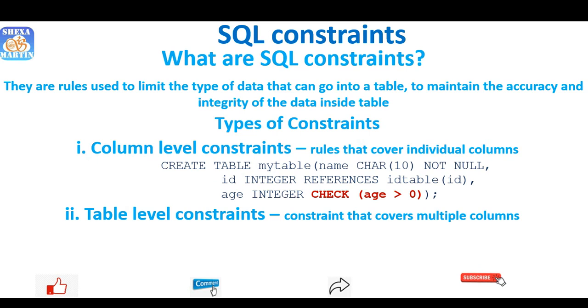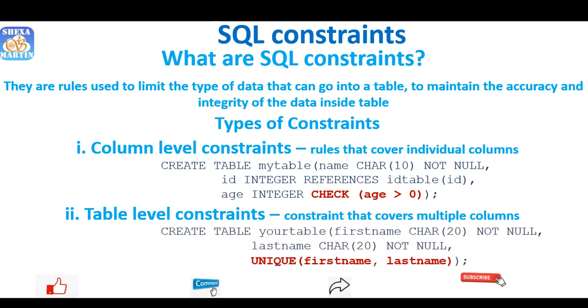Then we have table level constraints. These table level constraints cover multiple columns of a table. So for instance, table level constraints, let's have this example.